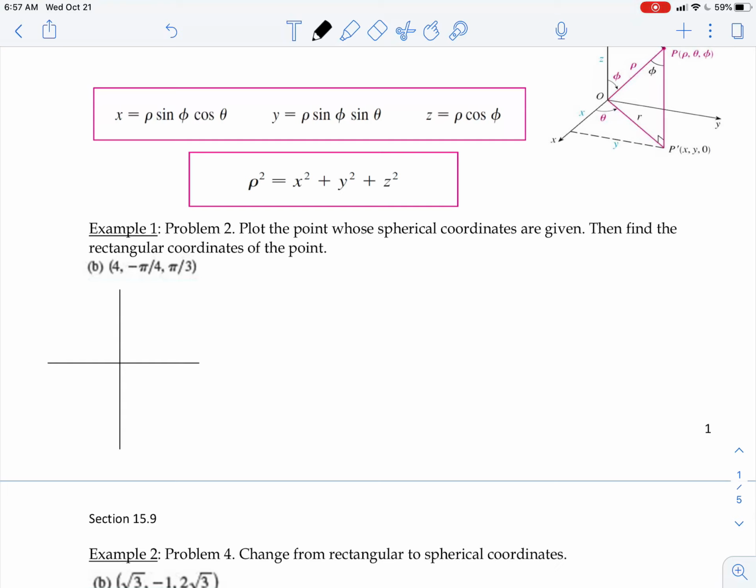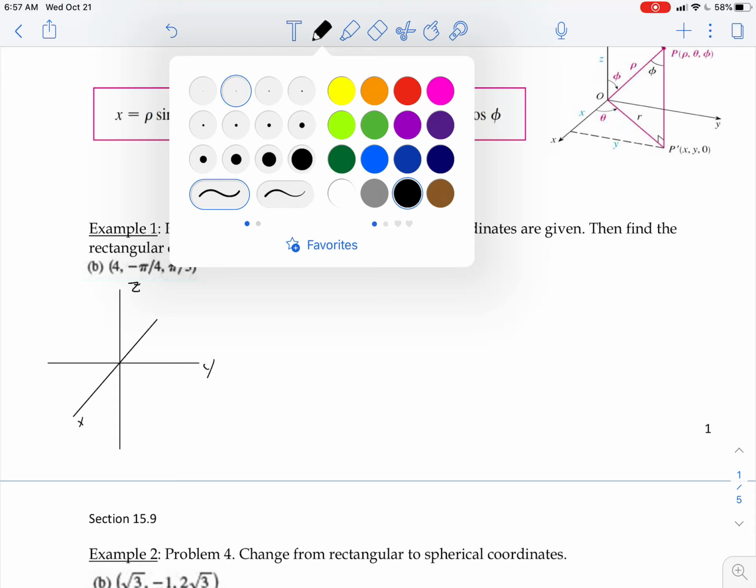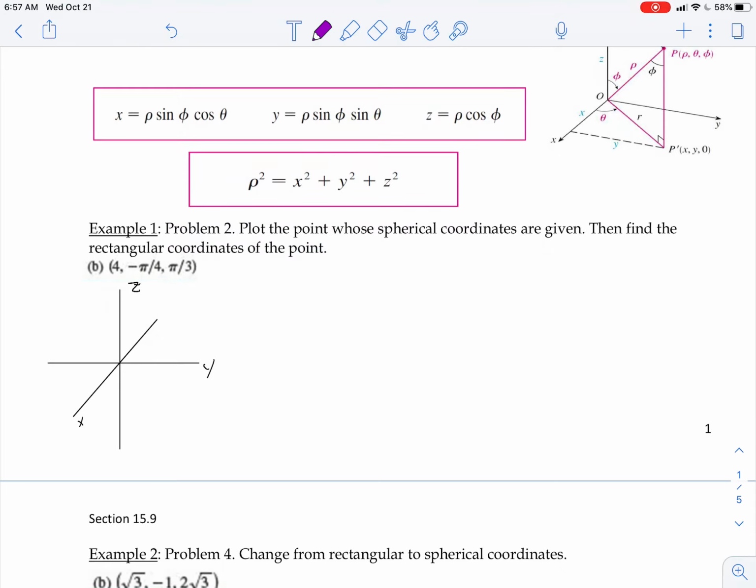All right, example 1. We're going to go ahead and graph this. So I'm going to have a z-axis, a y-axis, and an x-axis. Let's go ahead and just label this. That's positive z, that's positive x, and that's positive y. All right. And now, we're going to go a distance of 4 for rho. So I'm going to do it at the very end. And we're told that theta is negative pi over 4.